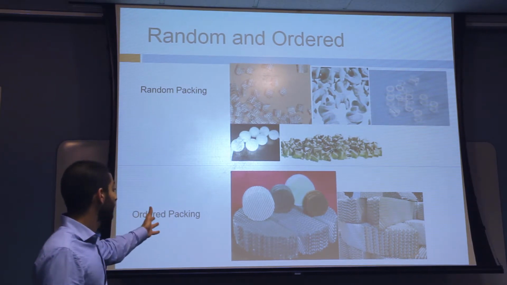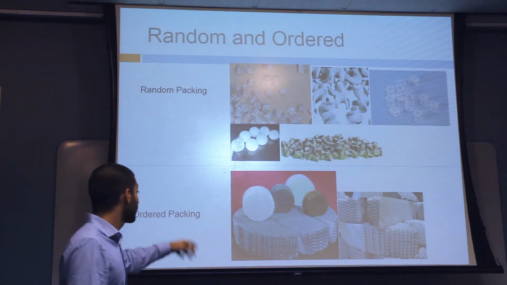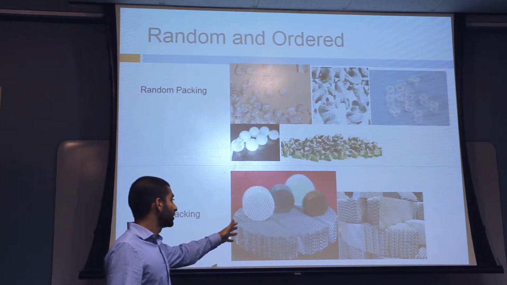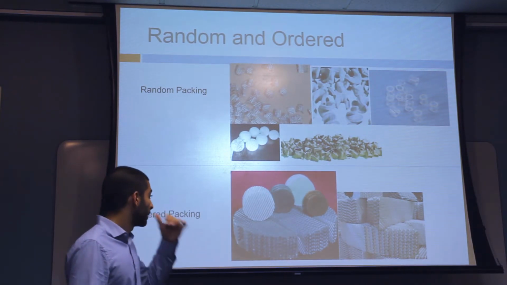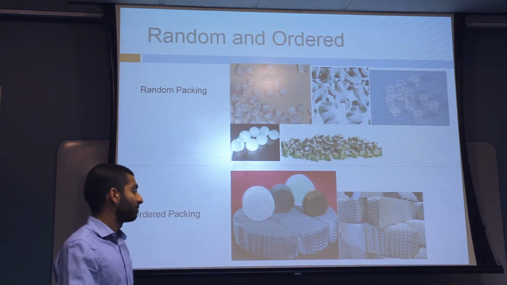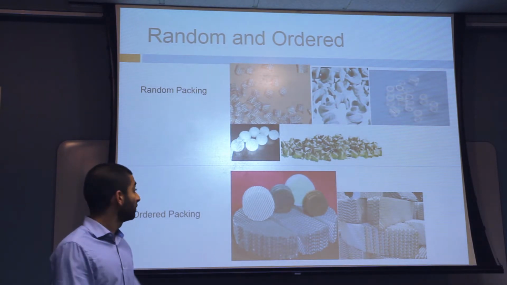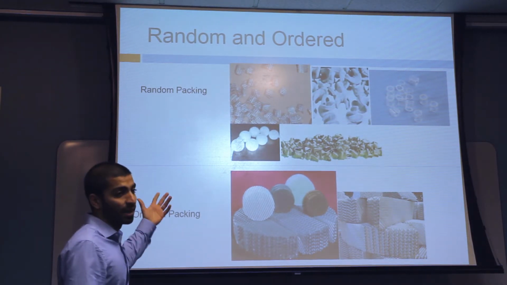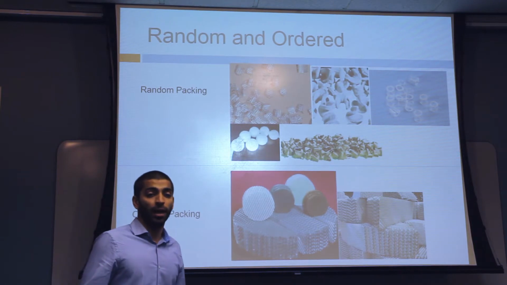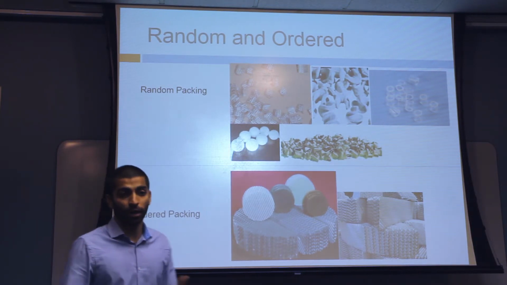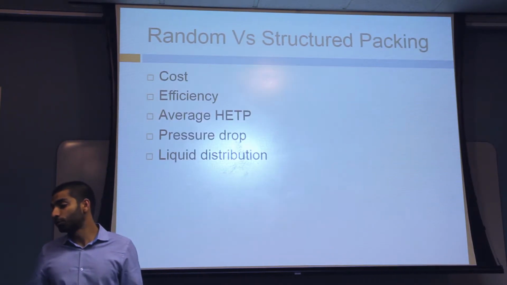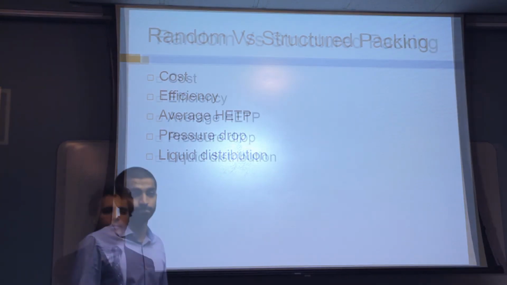Ordered and structured packing, just to give you a quick idea of what they look like. They're corrugated metal sheets. They could be made of other materials too, but they're very ordered and structured, and they have kind of an array and lattice involved in them. These two different kinds of packings have different characteristics, and there are different reasons why you would choose them, and that's where Kyle comes in. He's going to talk to you about how you choose between random and structured packing.